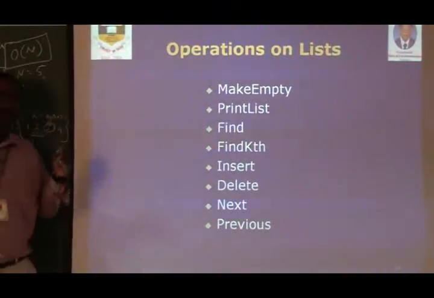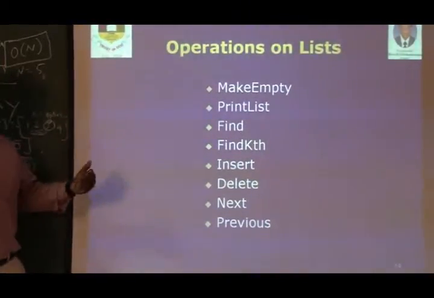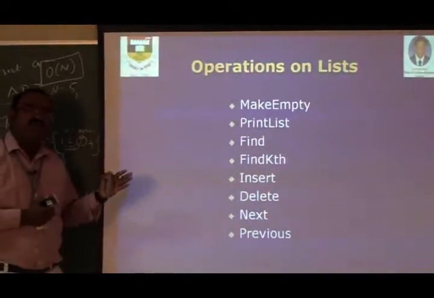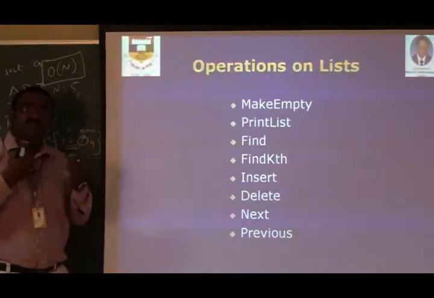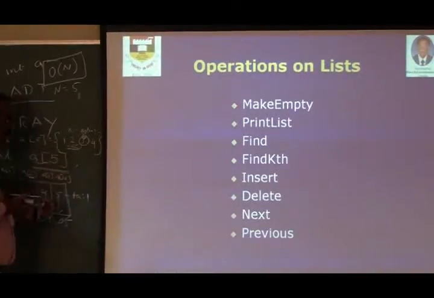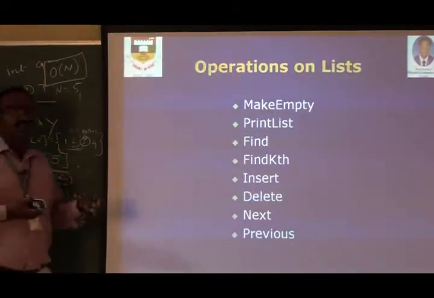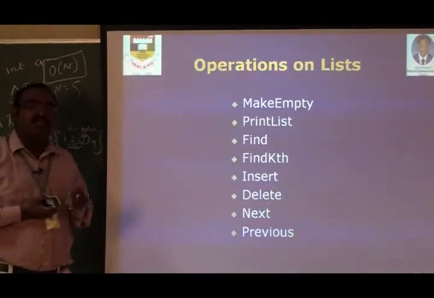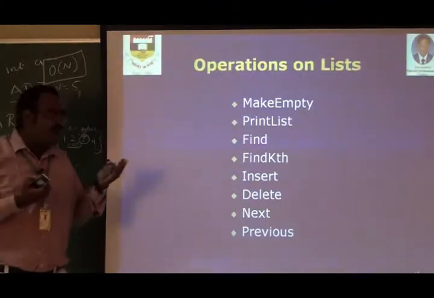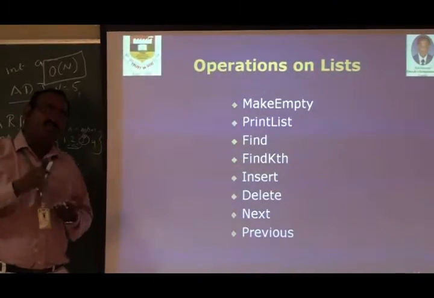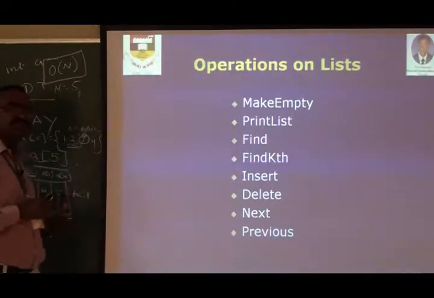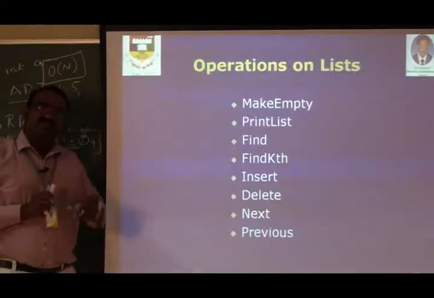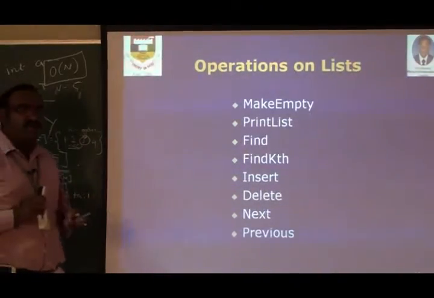And print list: we can print the elements from 1 to 5. How many elements are there? You can see via the print list operation. Then find: finding a particular number by the given value, the data item, find 5. And find kth element: for a particular position, what element is available? In the third position, what is the element? Via the find kth operation, you can easily find it by position. Then inserting an element into the list and deleting one element from the list, and what is the next element, the preceding element or the succeeding element. Everything can be done by the operations on the list.